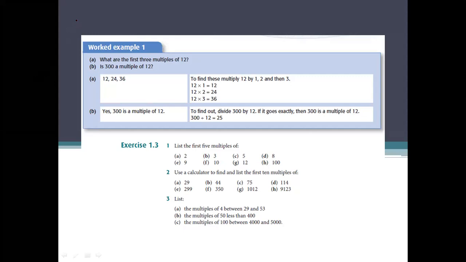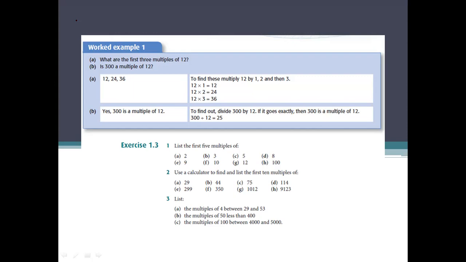Okay, let's start our lesson with worked examples. In the last lesson, we learned multiples and factors. So what does multiple mean? For example, what are the first three multiples of 12?